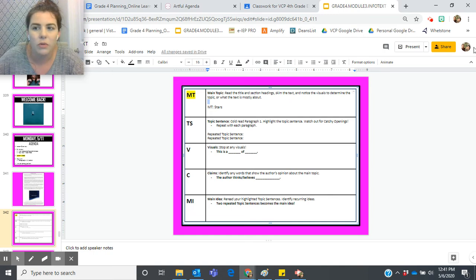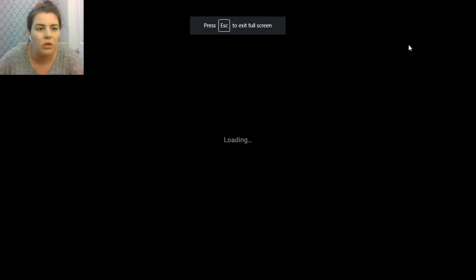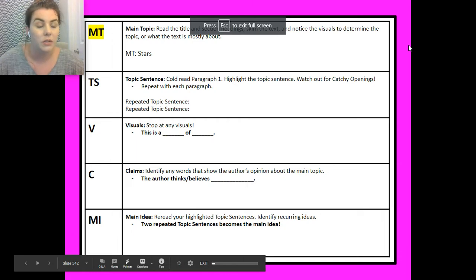Remember, if Mrs. Lardner wrote it in her organizer, you should write it in your organizer. So take a moment to make sure that you have written down your main topic of stars.